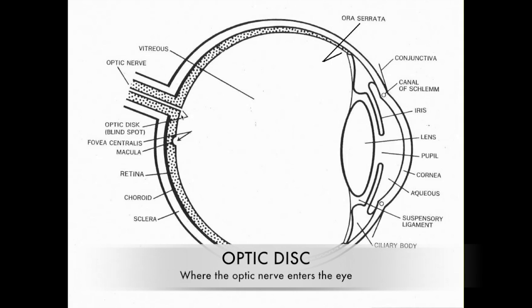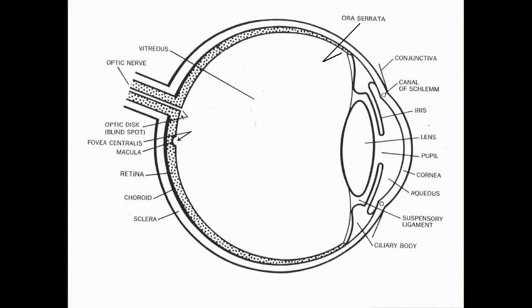The optic disc is the area on the retina where the optic nerve is leaving the eye. This leaves you with a blind spot in each eye. This is because there are no light-sensitive cells on the optic disc.